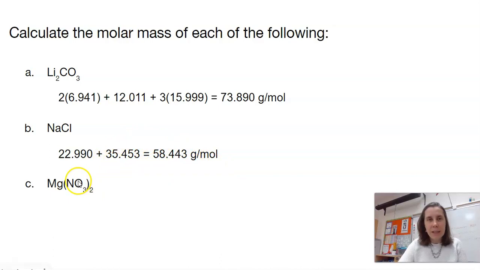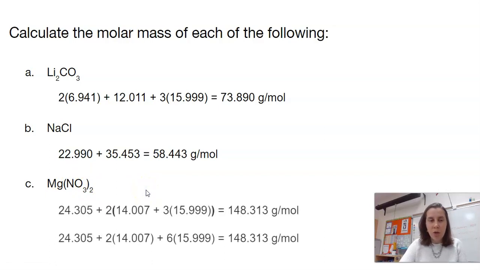And now this last one is a little bit trickier. This has a polyatomic ion in it, and there are 2 of it. So there's 2 ways that you could write this. You could either do 24, which is the mass of magnesium. The 2 does not apply to the magnesium, okay? It's not in parentheses. The 2 only applies to the stuff inside the parentheses. So you could either do 2 times that whole thing in the parentheses, which is a nitrogen and 3 oxygens, or you could distribute the 2 and do 2 nitrogens and 6 oxygens, and it will get you the same answer. So it is up to you which way you want to do it. It really does not matter.